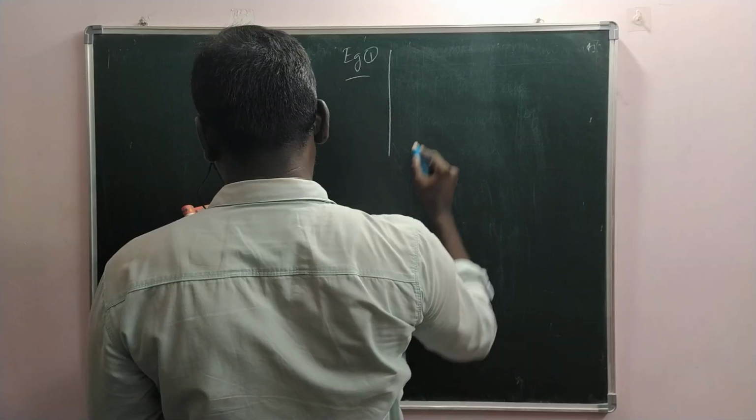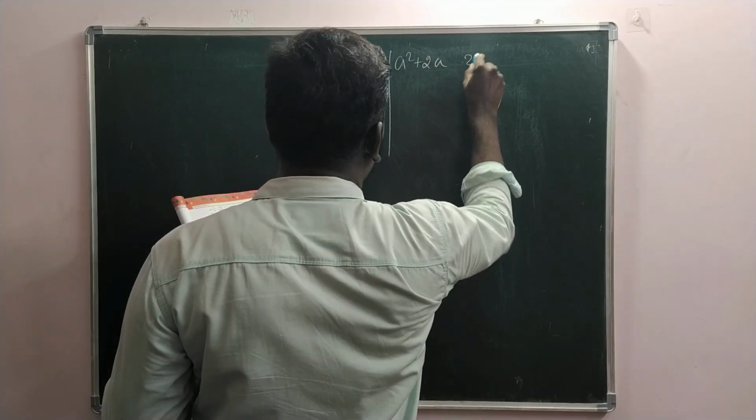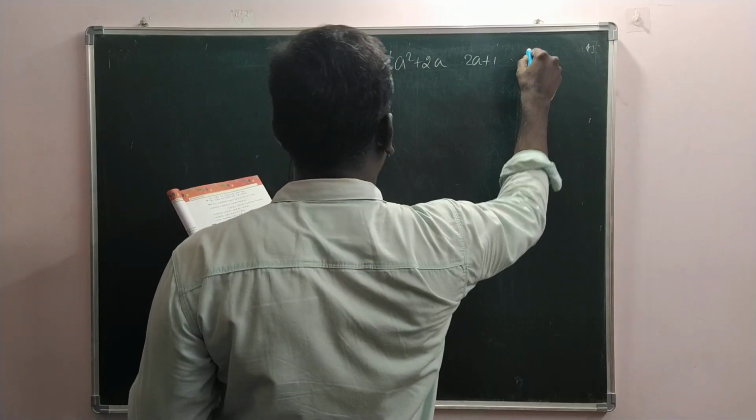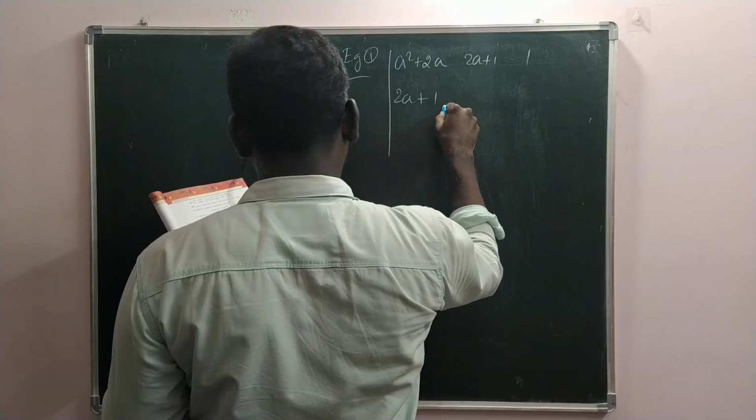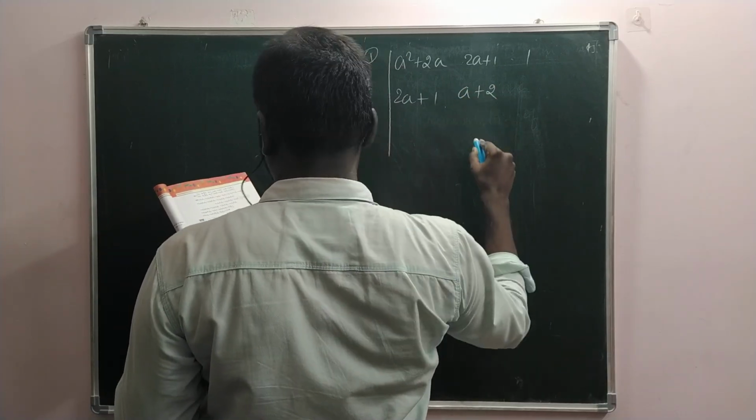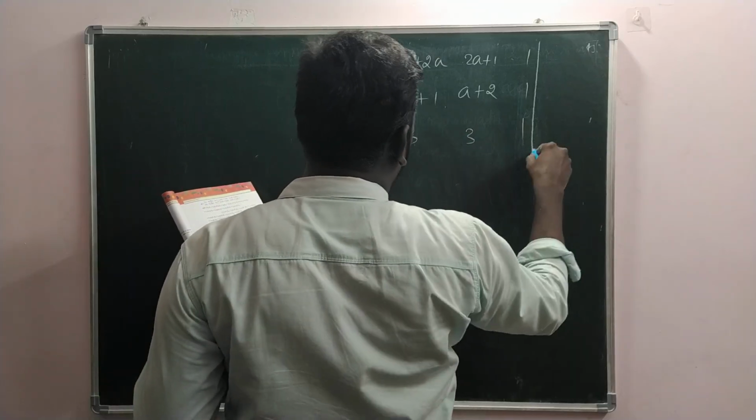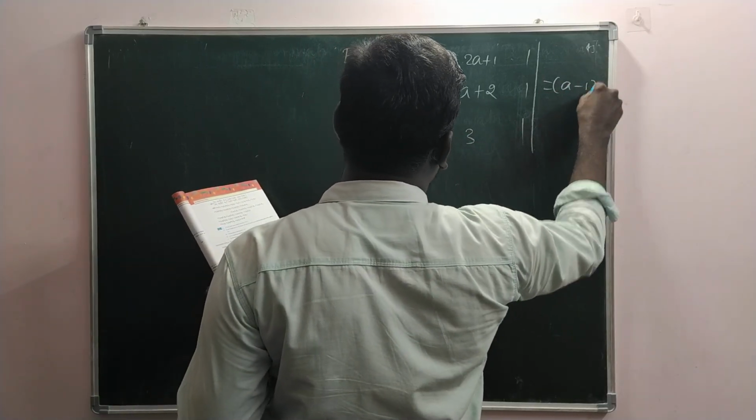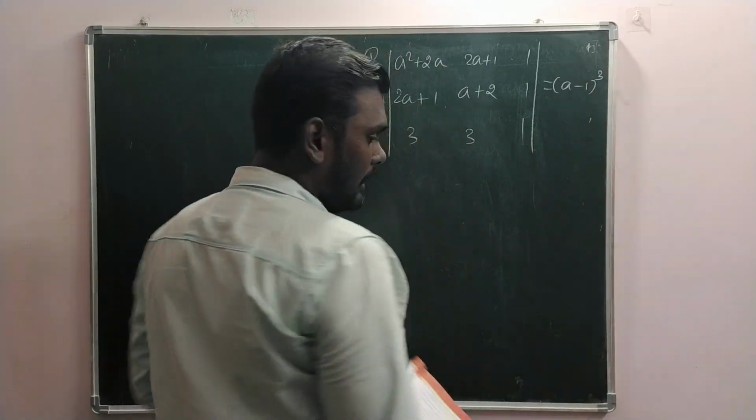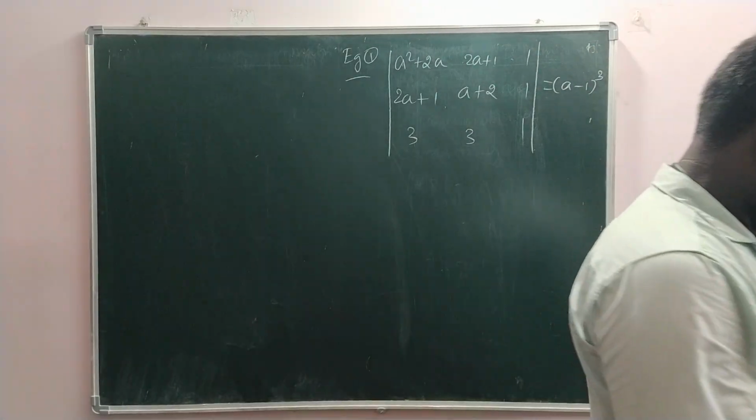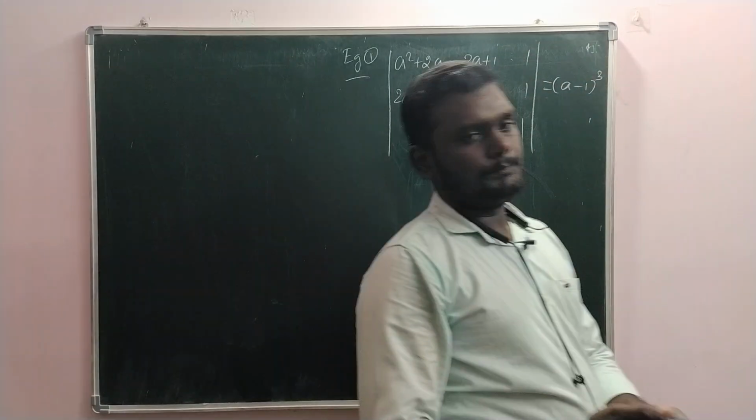We have a matrix: a square plus 2a, 2a plus 1, 1, then 2a plus 1, a plus 2, 1, and then 3, 3, 1. The determinant of this matrix is a minus 1 whole square, sorry, a minus 1 whole cube. We have to prove this. Okay, how are we able to prove that?